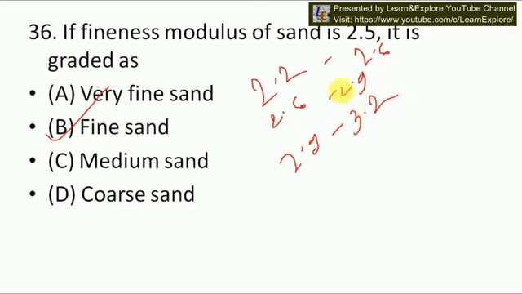Sorry for this writing, I don't have any option. Okay, so our answer will be B, fine sand. And this is also very important. For fine sand 2.2 to 2.6, for medium 2.6 to 2.9, and for coarse 2.9 to 3.2.